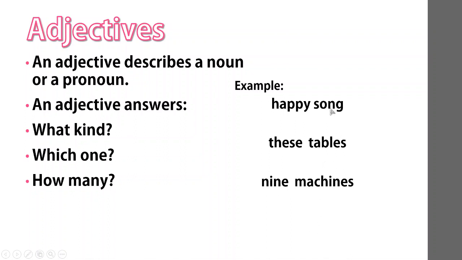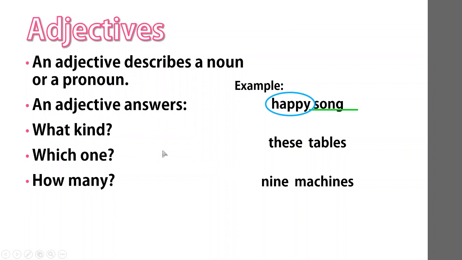So you can see here, song is a name, so this is not an adjective, it's a noun. Tables, it's a name, it's a noun. And machines, again, it's a name, it's a noun. So what kind of song are you listening to? Is it a happy song? As you can see here, it's circled. The word happy is actually an adjective because it describes a noun or a pronoun, and it's answering the question, what kind of song is it?